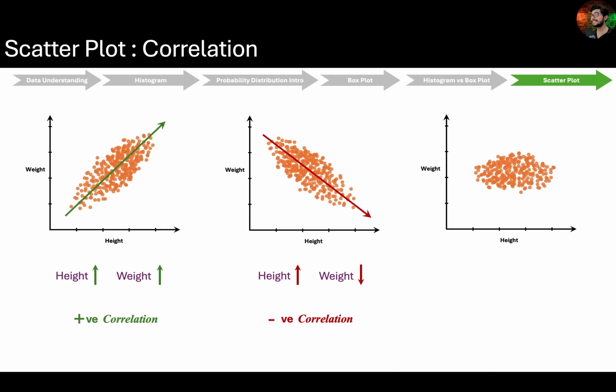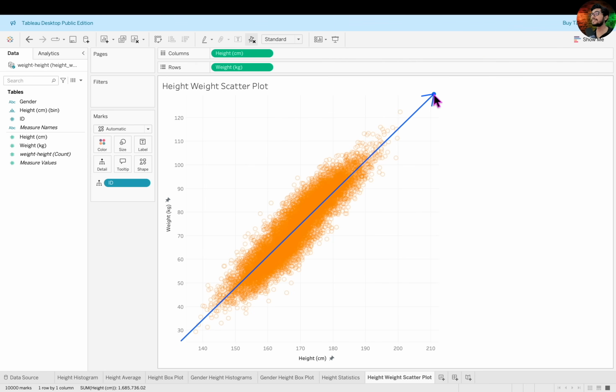And if there is a case where height increases but there is little to no change in weight trend, we can conclude that there is no correlation or negligible correlation between height and weight. This is how we can intuitively understand correlation with the help of these visuals. Now, looking at the scatter plot we just created, what do you think about the relationship between height and weight variables in our dataset? That's right, we can clearly see that height and weight are positively correlated over here.